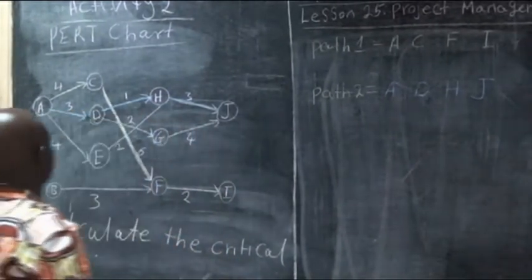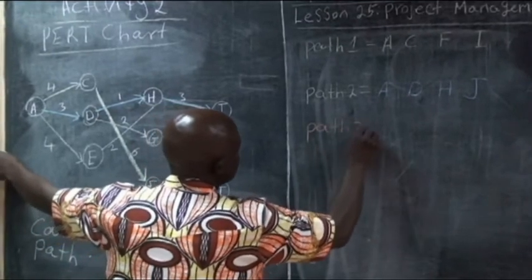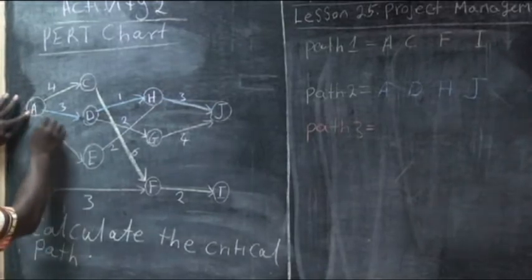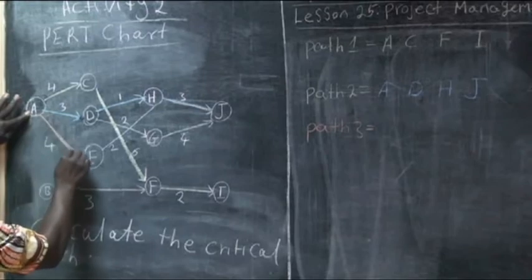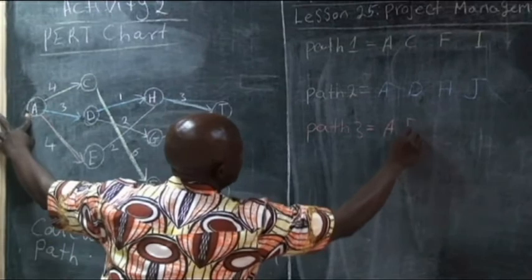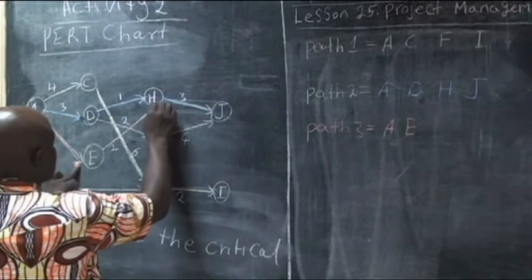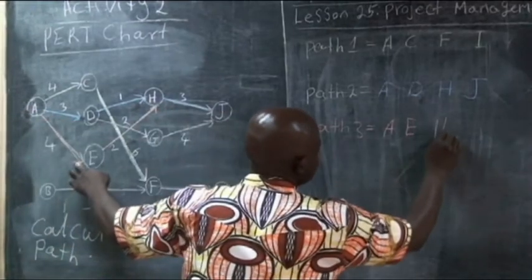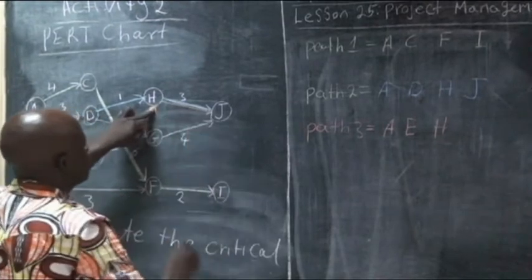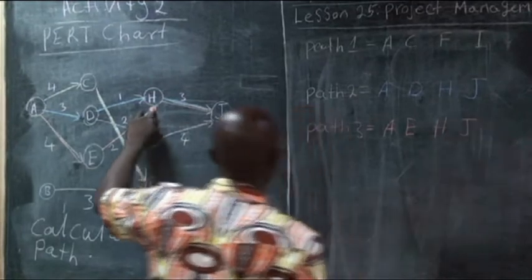Look for path 3. Begin from A to E, A, E. From E we move to H. From H we move to G.